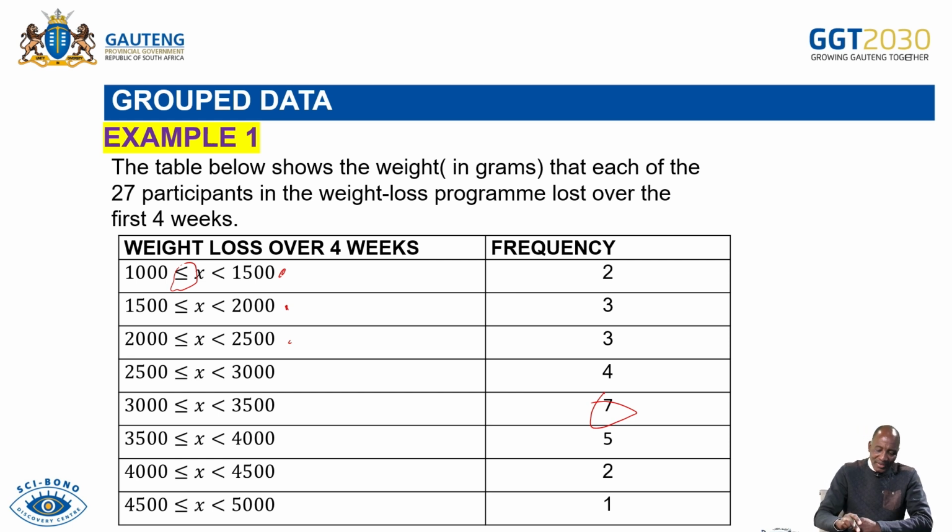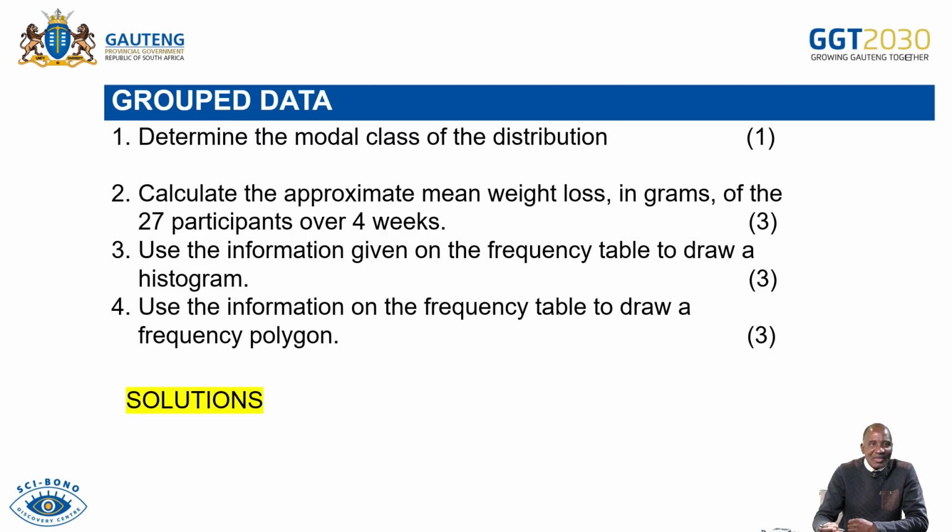Okay, right, we proceed. According to the questions, we need to determine what they call the modal class of the distribution. Which one was the modal class of the distribution? Remember, here we are not talking of individuals. We are talking of classes, of groups. We are talking of group A, group B, group D. Which group performed better of all of them? So here we are talking of classes.